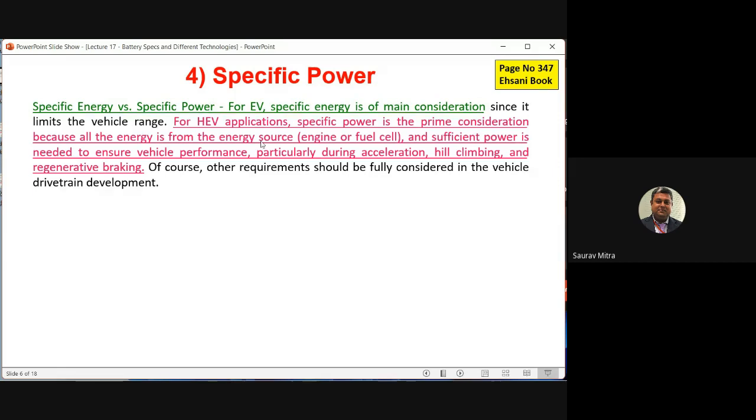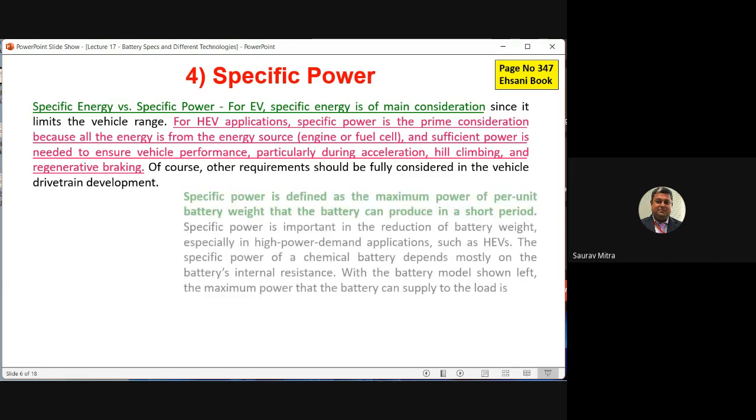High specific energy is the EV requirement, and high specific power is the HEV requirement. All the energy comes from an energy source, engine or fuel cell, and sufficient power is needed to ensure vehicle performance, mainly under difficult situations: hill climbing, regenerative braking, and particularly acceleration. At all these times we need a high specific power source. Of course, other requirements should be fully considered in vehicle drivetrain development.